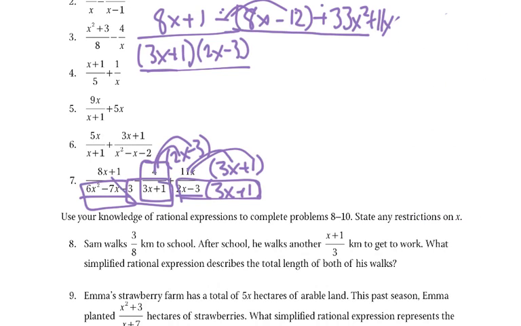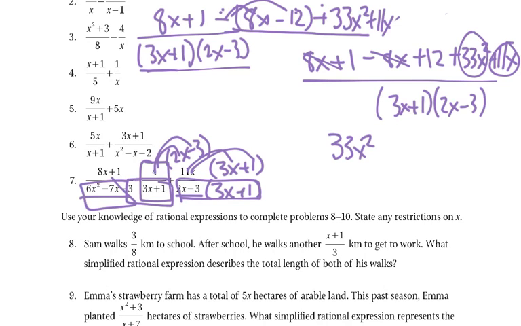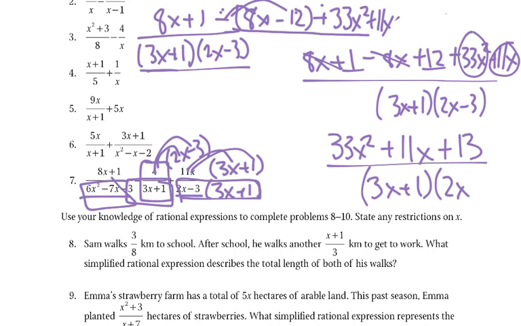So first thing, that minus applies to both. So we really have 8x plus 1 minus 8x plus 12 plus 33x squared plus 11x all over 3x plus 1 times 2x minus 3. So 33x squared goes out front. Okay, negative, positive cancel. 11x plus 1 and a 12 give me 13 over 3x plus 1 times 2x minus 3. And we are done.